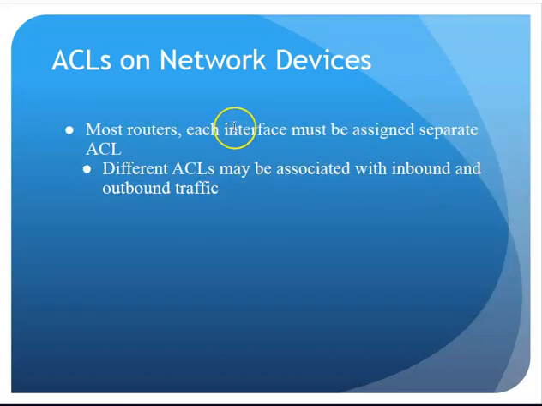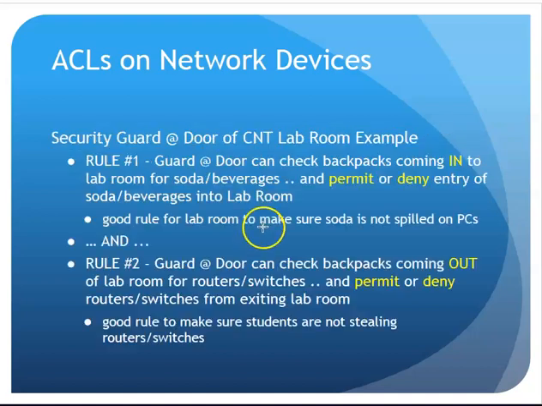On most routers, each interface must be assigned a separate access list. So if I have two different interfaces, one access list on one interface will not affect the traffic on the other one, and vice versa. I might need to write more than one access list to filter the type of traffic I want.